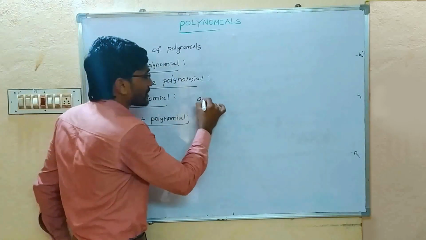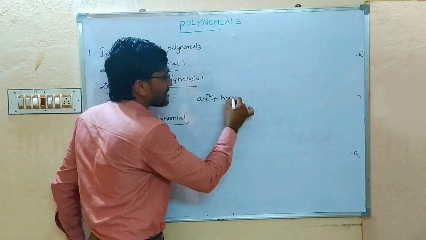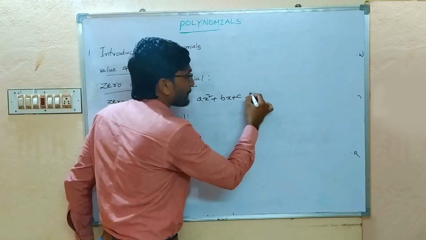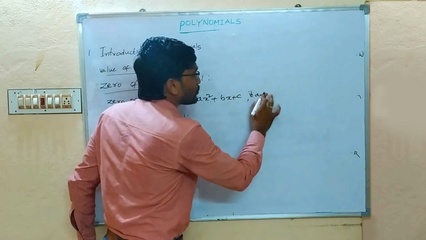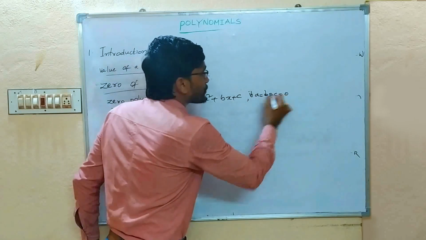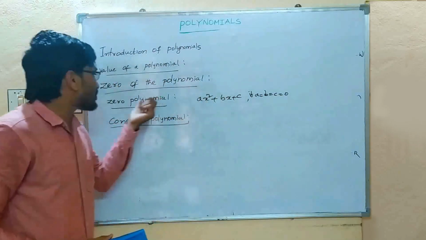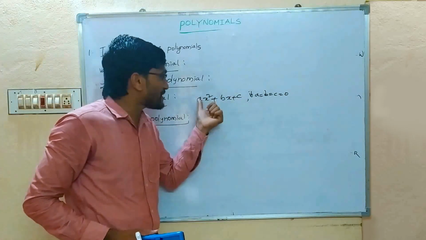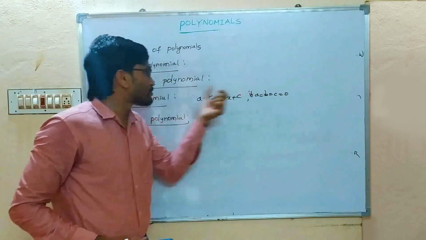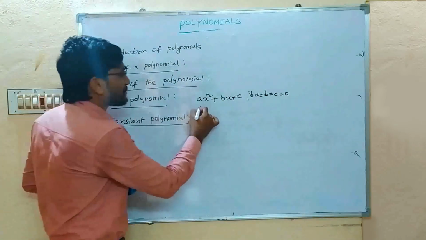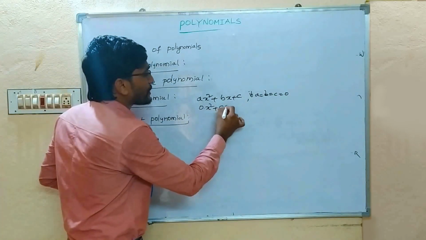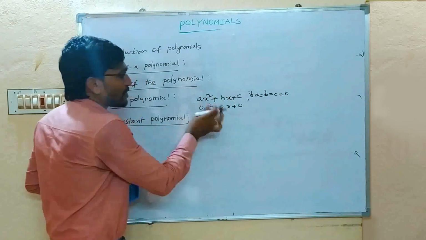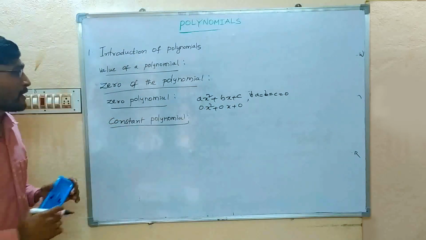Suppose I want to consider ax square plus bx plus c. If a is equal to b is equal to c equal to 0, then it is called a zero polynomial. If we observe, a is equal to b is equal to c is equal to 0, that means all the coefficients are zeros, so it is called a zero polynomial. That means 0 into x square, 0 into x plus 0. So it is called a zero polynomial.